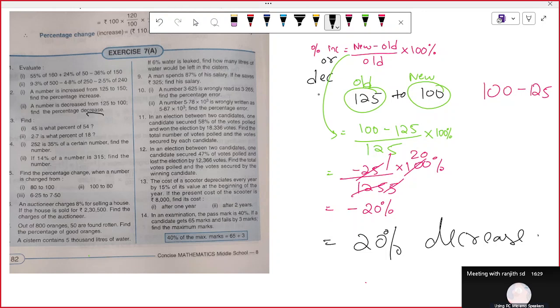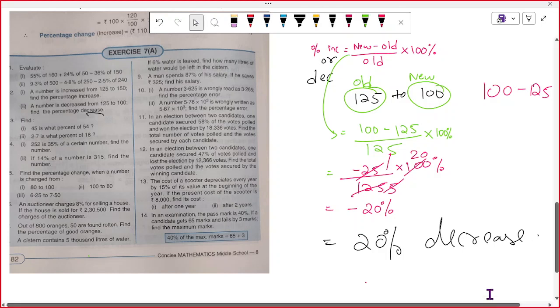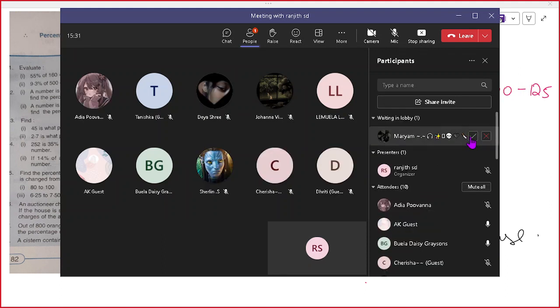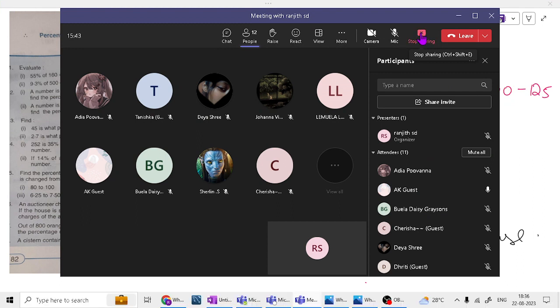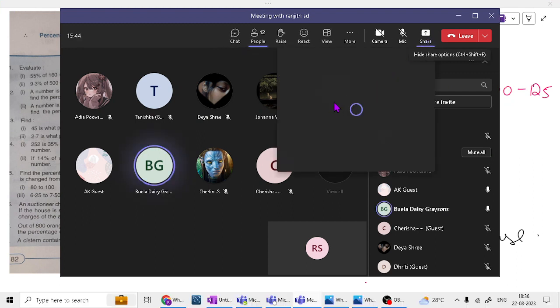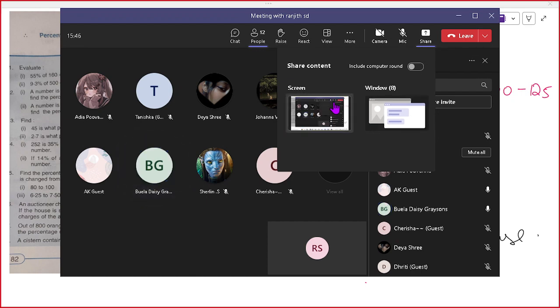Okay. So no answer, you'll get it in negative. That negative implies it is decreased. The value is being decreased by 20%. So there's only one formula for that. For increase, the answer is positive only, sir. Write it as 20% increase. Yes, sir.